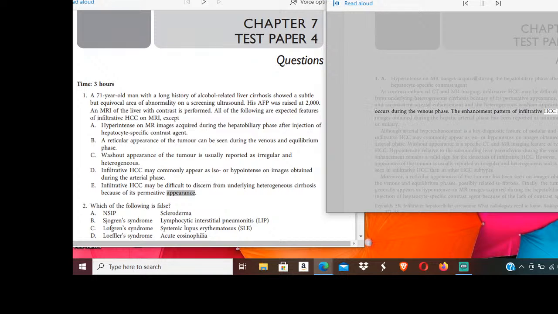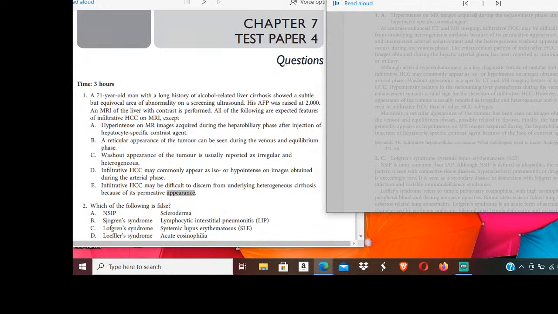The enhancement pattern of infiltrative HCC seen on images obtained during the hepatic arterial phase has been reported as minimal, patchy, or miliary. Although arterial hyperenhancement is a key diagnostic feature of nodular and massive HCC, infiltrative HCC may commonly appear as iso- or hypointense on images obtained during the arterial phase. Washout appearance is a specific CT and MR imaging feature of typical nodular HCC.